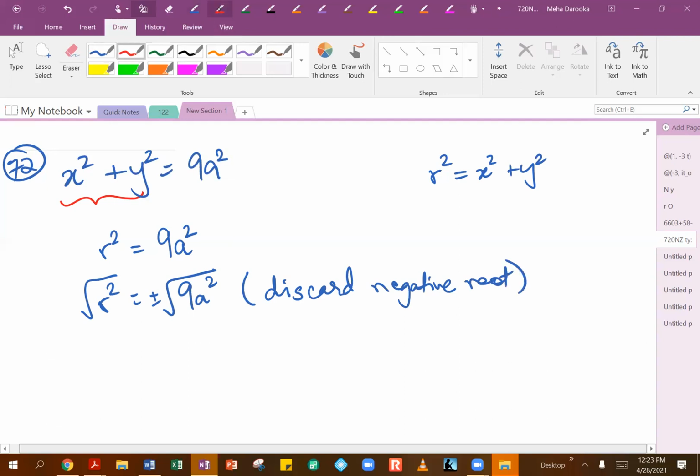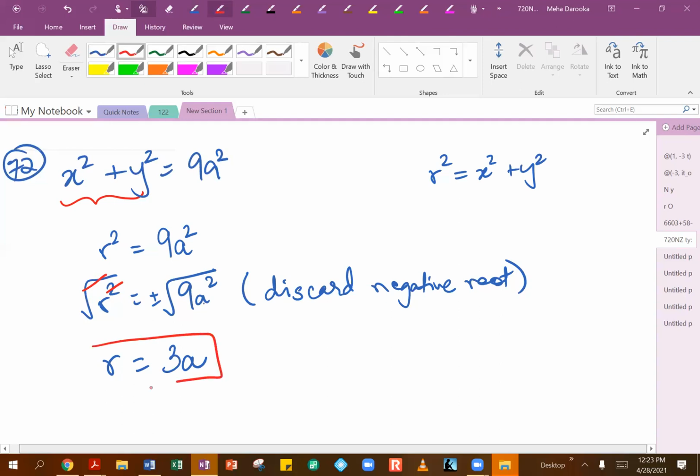And so the r squared and square root cancel out. If we take the square root of 9, we get 3. The same thing happens with that a squared: the square and the square root cancel out, giving us r equals 3a. And that's it.